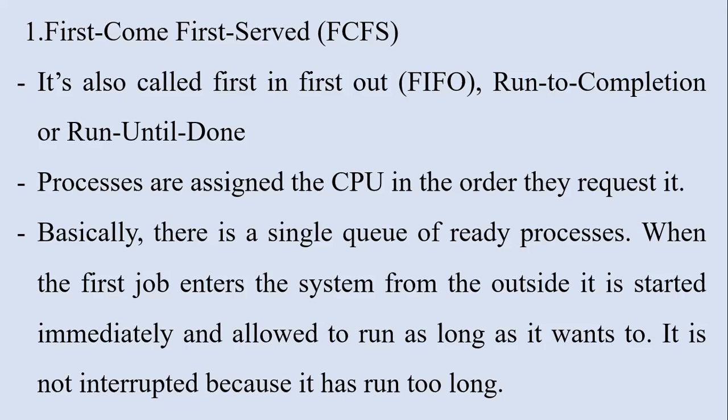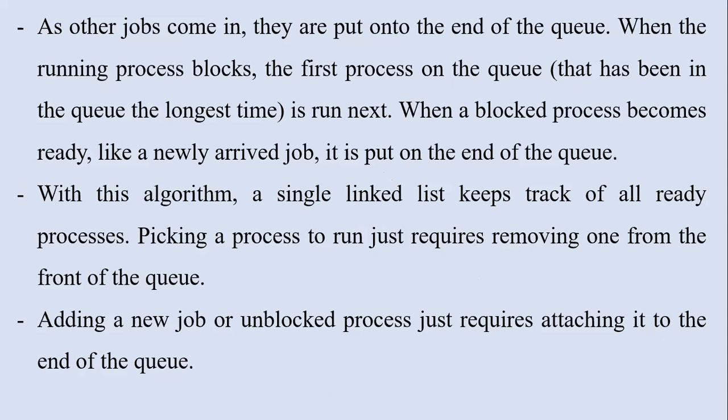When the first job enters the system from the outside, it is started immediately and allowed to run as long as it wants to. It is not interrupted because it has run too long. As other jobs come in, they are put at the end of the queue. When the running process blocks, the first process on the queue, the one that has been in the queue the longest, is run next. When an unblocked process becomes ready, like a newly arrived job, it is put on the end of the queue.